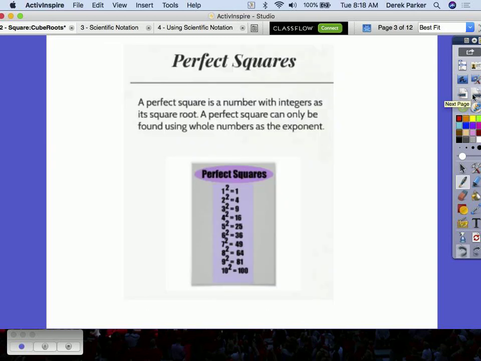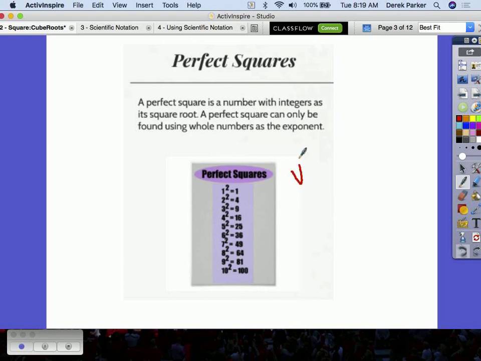What I would highly recommend is memorize this chart. You need to memorize perfect squares. A perfect square is a number with integers as its square root. A perfect square can only be found using whole numbers as the exponent. For example, 1 to the second power is 1, 2 to the second power is 4, and so on and so forth. If you can memorize this chart, taking the square root of something is going to be extremely easy.